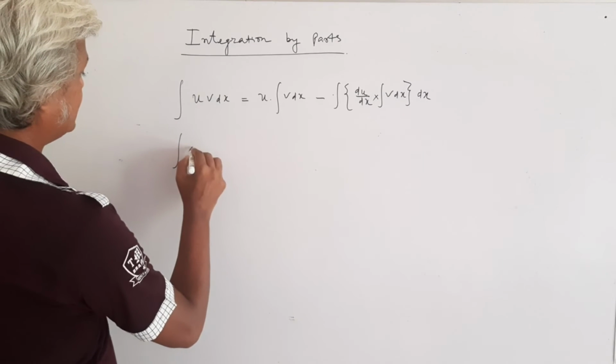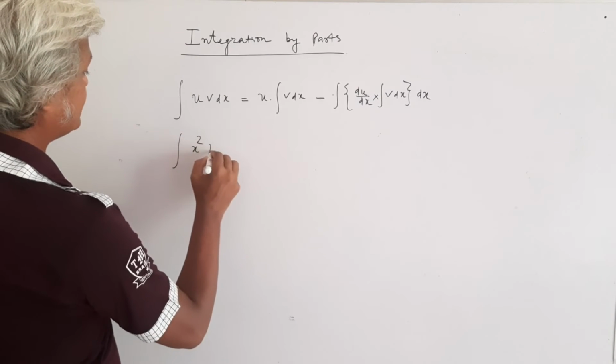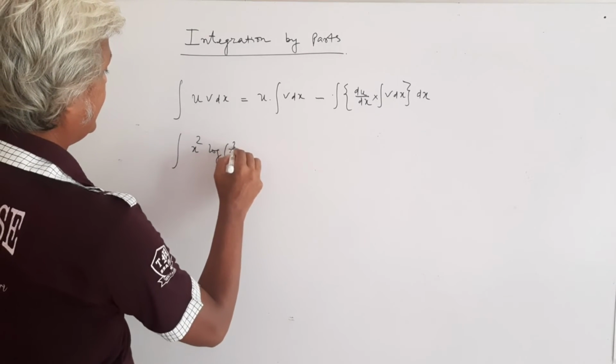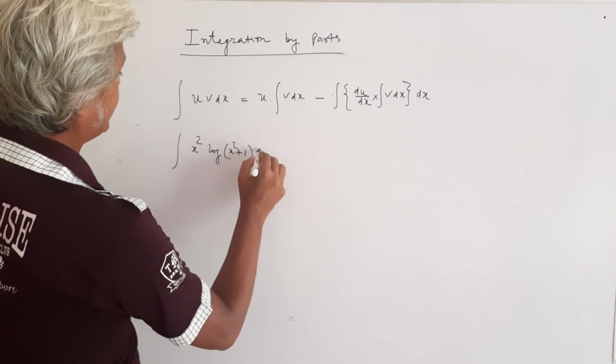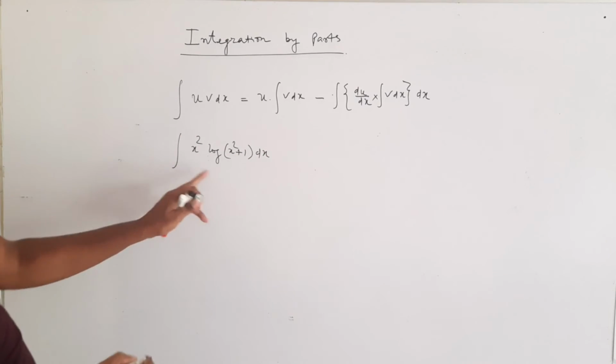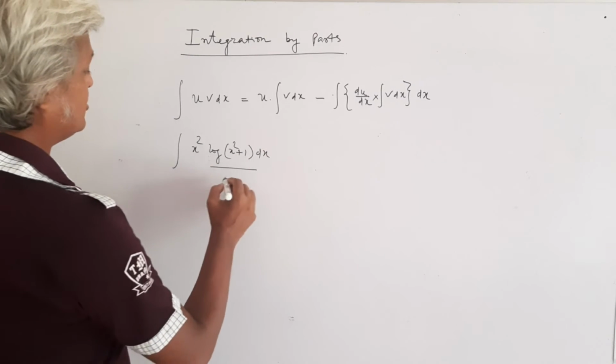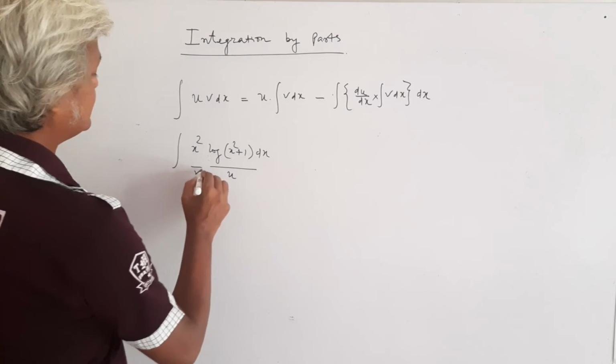Now I have a question which goes like the integral of x square log of x square plus 1 dx. How can I find the integration of this form? Again, the log is the higher priority, so we say this is my u and this is my v.